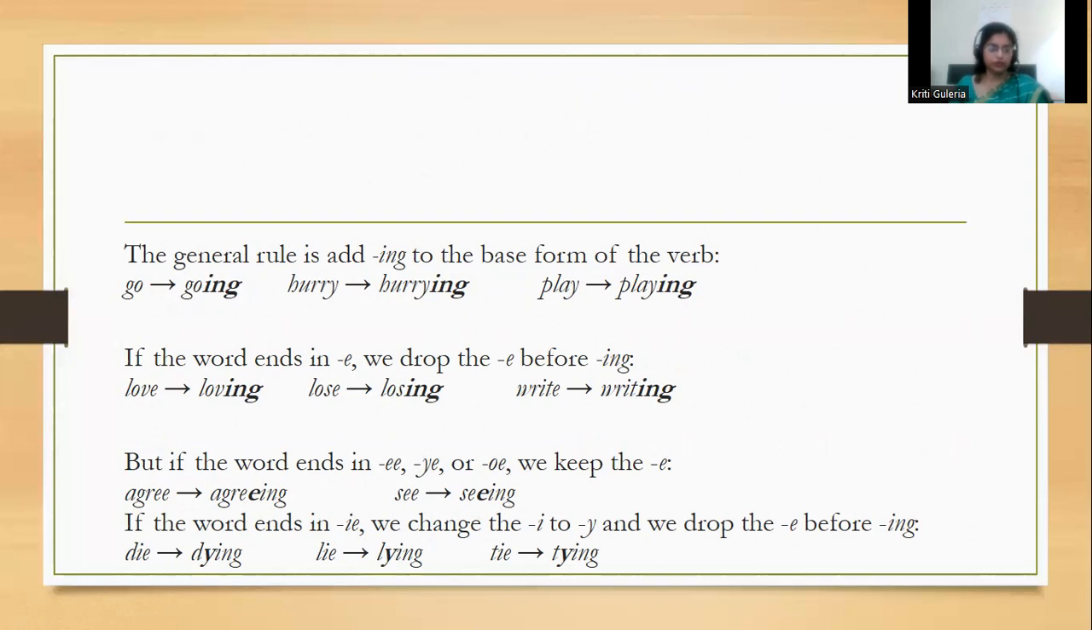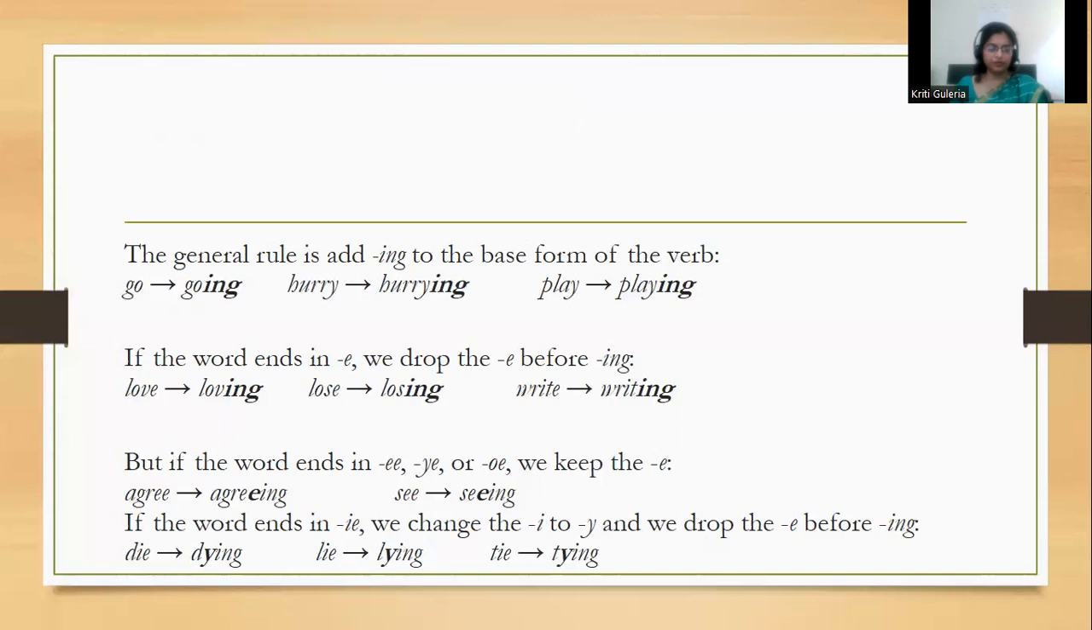Next, the general rule is to add ing to the base form of the verb. For example, by adding ing to the verb go, it becomes going. Hurry will become hurrying. Play will become playing. Whereas if the word is ending in E, what do we have to do? We have to drop E and add ing. Like love will become loving. Lose will become losing, L-O-S-I-N-G. Write will become writing.